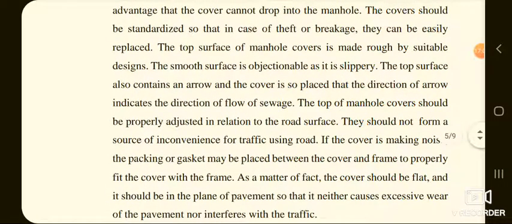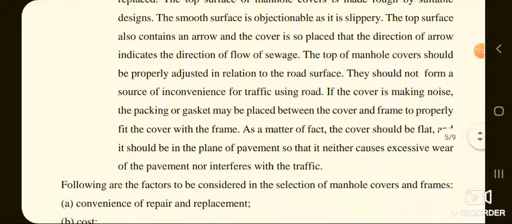The top surface of manhole covers is made rough by suitable designs. A smooth surface is objectionable as it is slippery. The top surface also contains an arrow and the cover is so placed that the direction of the arrow indicates the direction of flow of sewage. The top of the manhole cover should be properly adjusted in relation to the road surface. They should not form a source of inconvenience for traffic using the road.